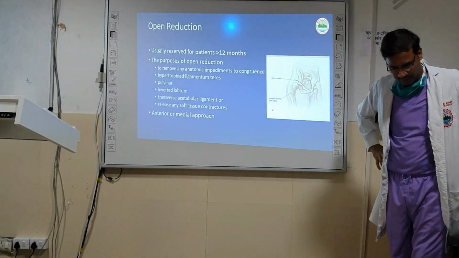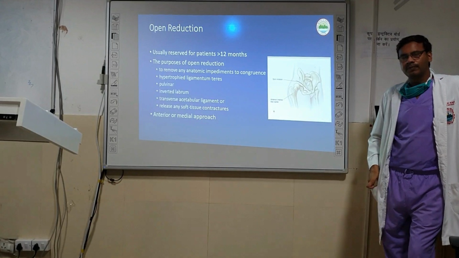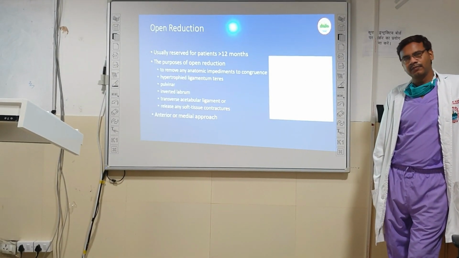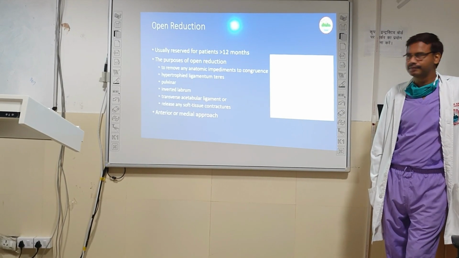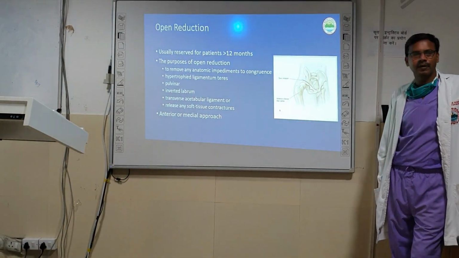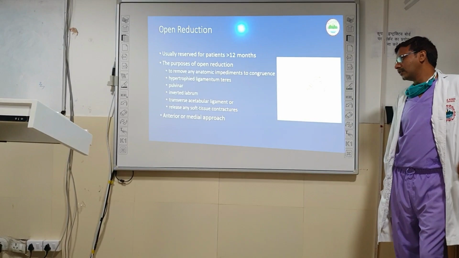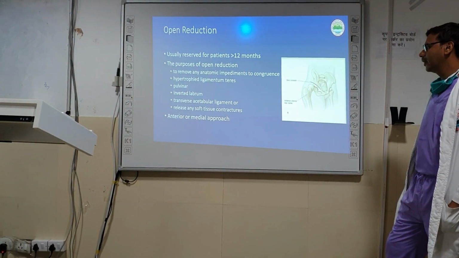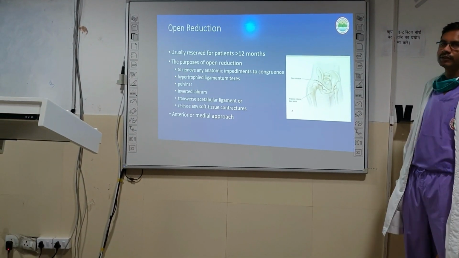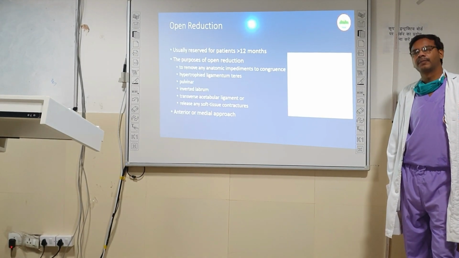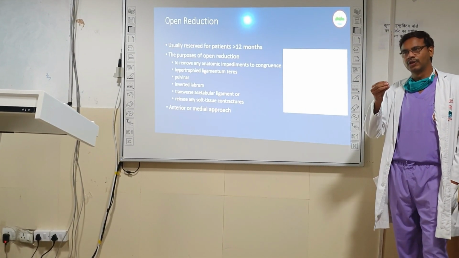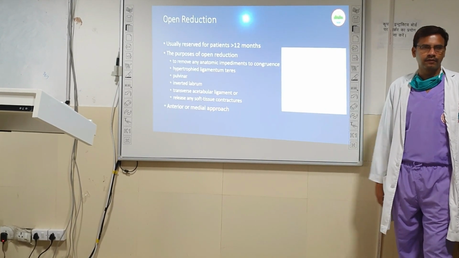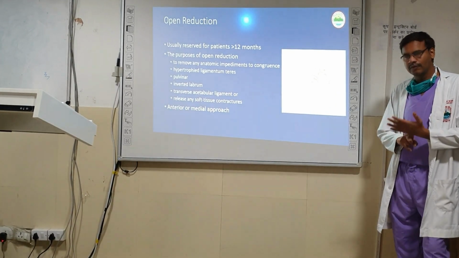Now coming to open reduction. A child who is beyond 12 months, or most commonly after 1.5 years of age, will definitely require open reduction. Now what is the purpose of open reduction? The first is to remove any anatomic impediments to congruence, like the pulvinar. What is pulvinar? It is nothing but all the fibrous tissue inside the acetabulum. All the pulvinar you have to remove.